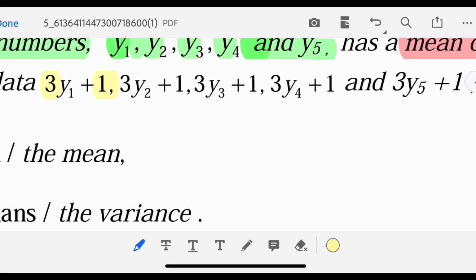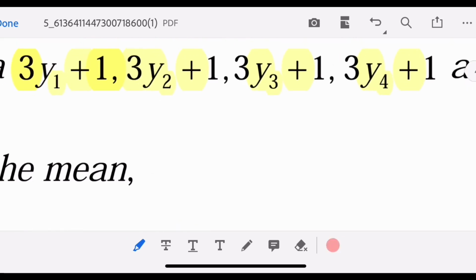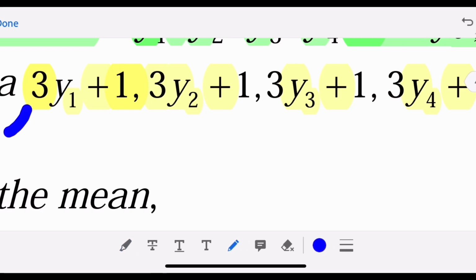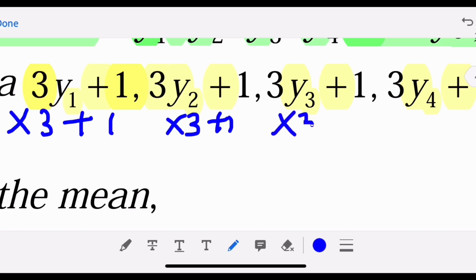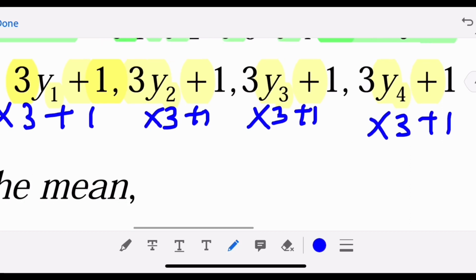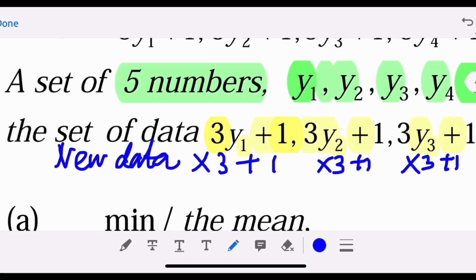You have a new set of data after you modify the original data. That means you take the data and times 3 plus 1. That means you are going to modify the data by multiplying by 3 and adding 1 for every one. So for every data, we modify uniformly by times 3 plus 1. So that means we will use a shortcut. Still remember the shortcut? This is a new set of data.